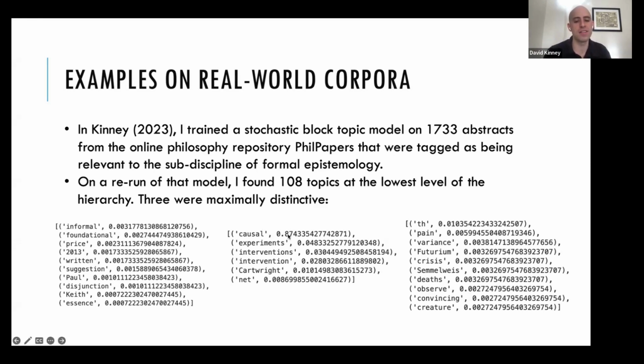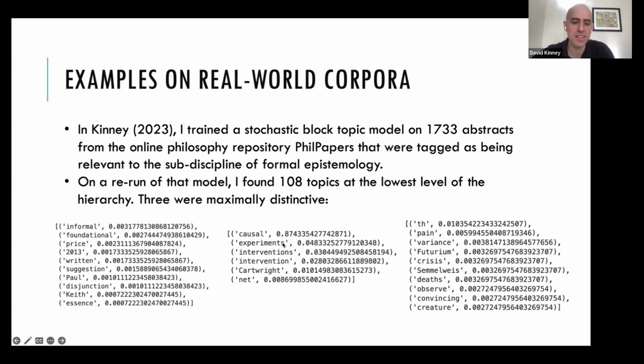There's a sense in which they're a bit of noise in the generative model, right? On the other hand, this middle topic is very interesting, right? Causal experiments, intervention, Cartwright, and net. So net here means, I know from context, it's referring to a Bayesian network or BayesNet or causal network diagram, right? Causal here, 85%, experiments, interventions. Cartwright, Nancy Cartwright, a philosopher who's worked a lot on causation over the years. And there's only 5 words in this block at all. There's only 5 words with positive probability here at all.